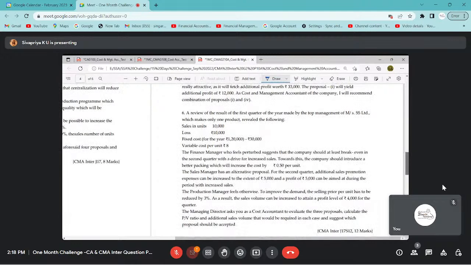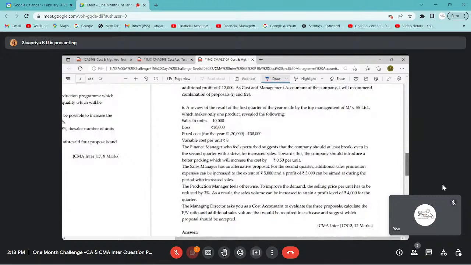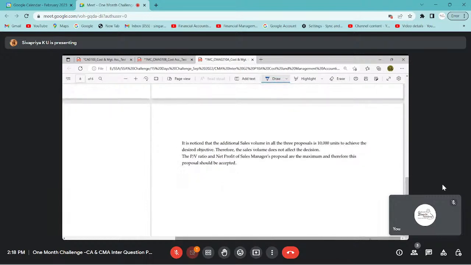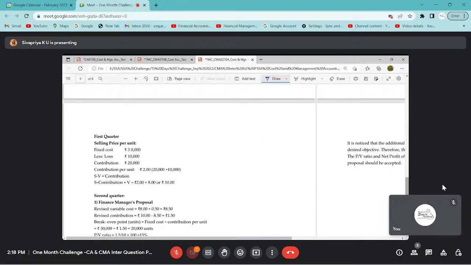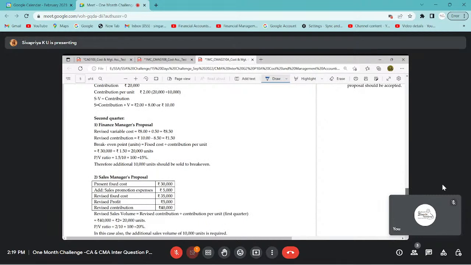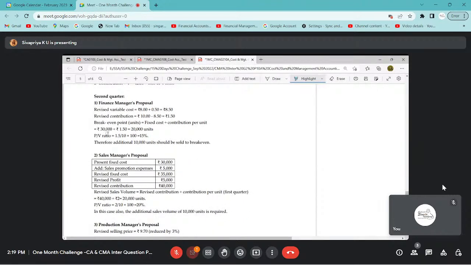The question number 6 is similar. Finance manager, sales manager and the production manager. We consider their three suggestions and calculate the sales, selling price per unit, contribution as well as the profit, and how many additional units need to be sold. So first, for the finance manager, the PV ratio comes to 15%. Okay, and the break-even point is 20,000. So additional 10,000 units are to be sold to break even.